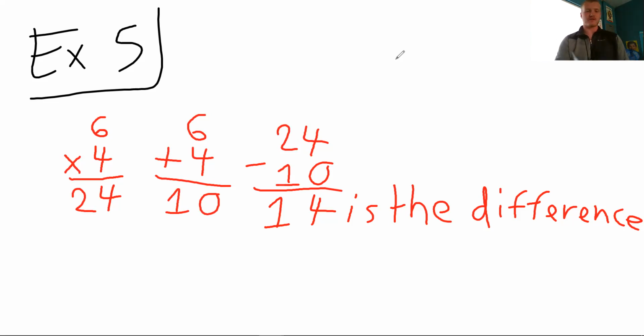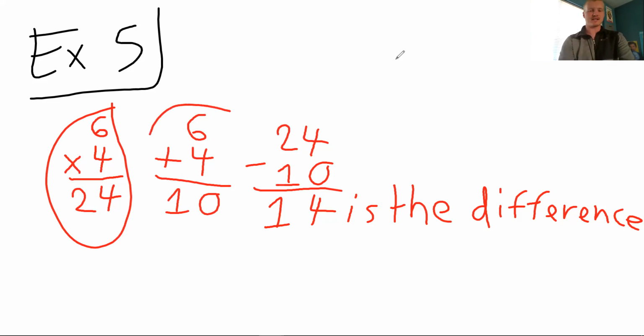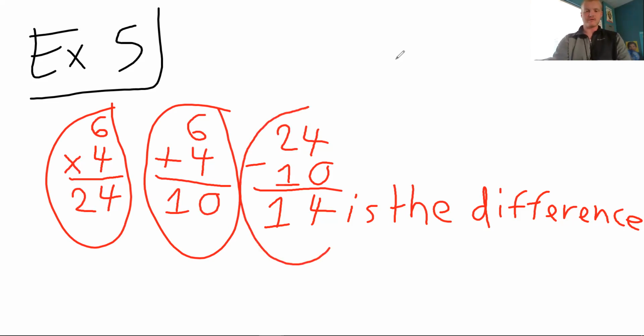So first things first, you took 6 times 4, which is 24. Then you took 6 plus 4, which is 10. And then you had to take the difference, which is going to be 24, which was our answer, minus 10, which gives us an answer of 14.